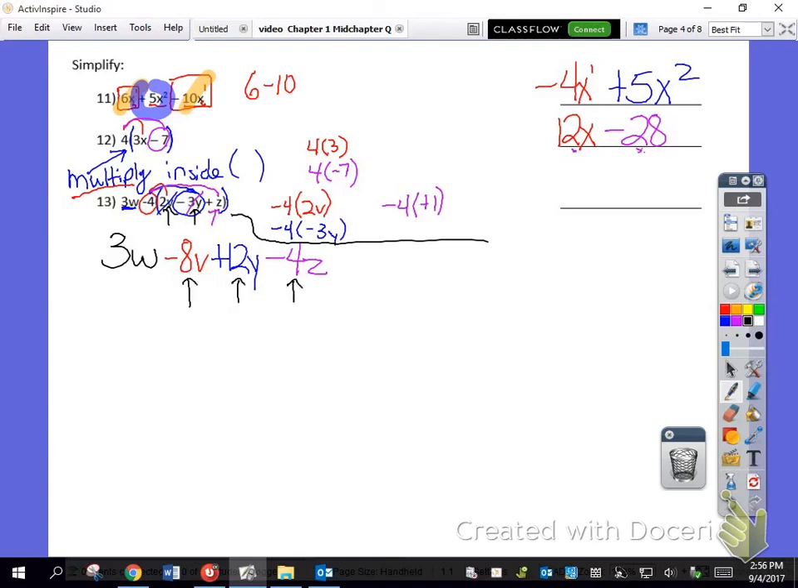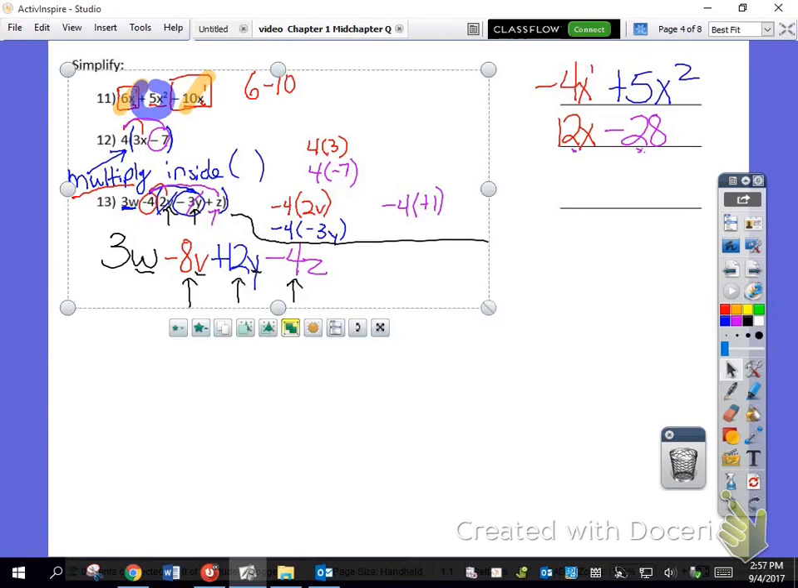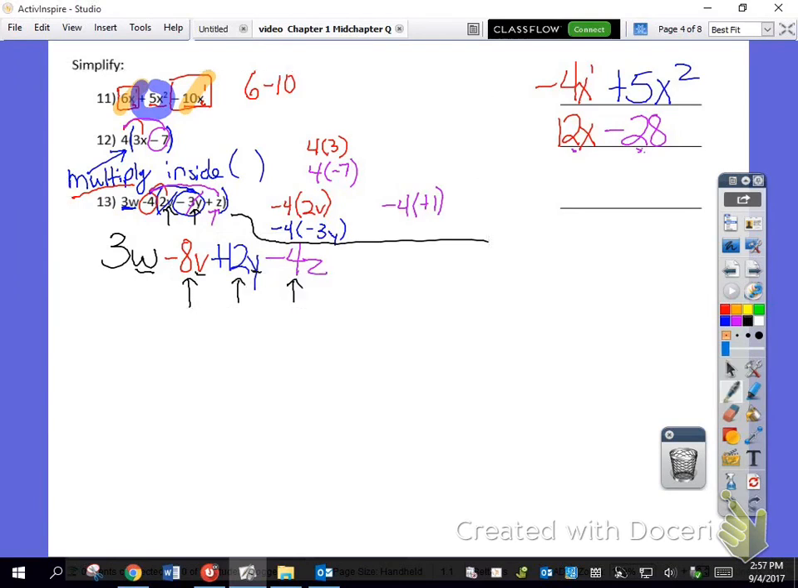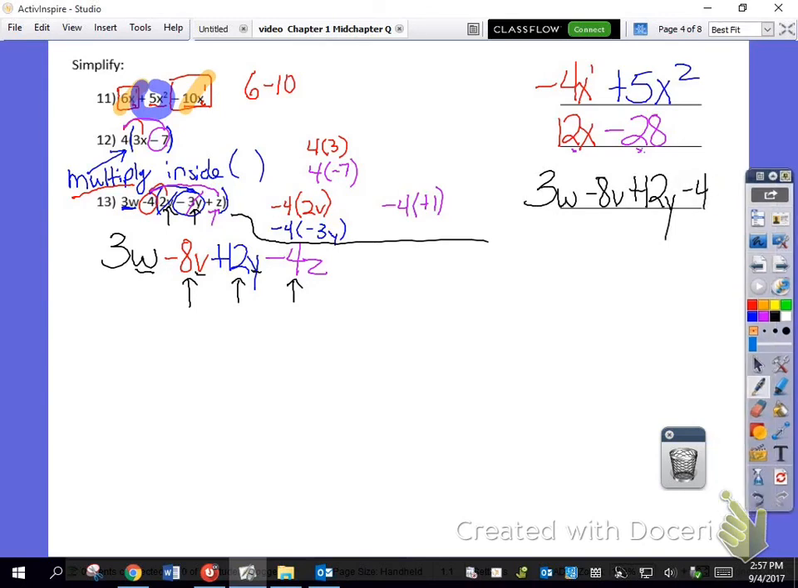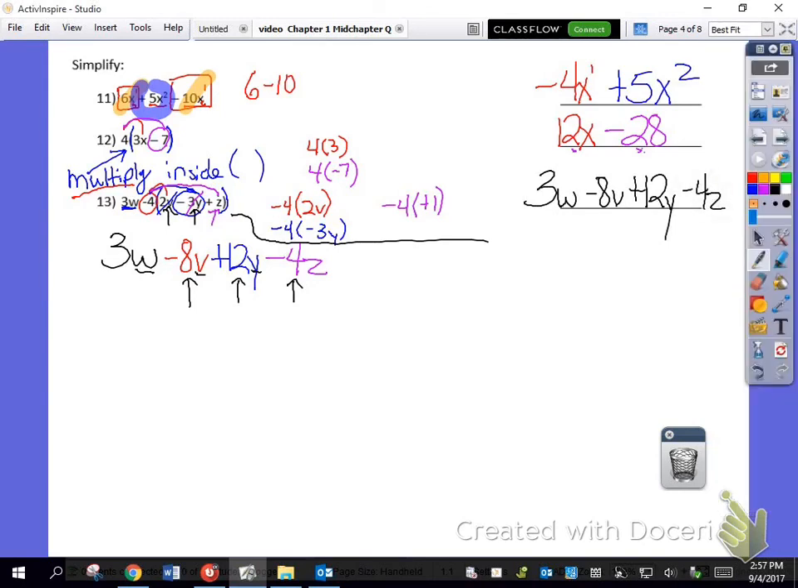Now, I'm going to look at my variables. I'm going to see if any of them are alike. I have a w, a v, a y, and a z. They are all different. So since they're all different, I cannot go any further. So my final answer is that right there. I cannot go any further because all the variables are different. Okay, so I'm going to stop. That's it, because all my variables are different.